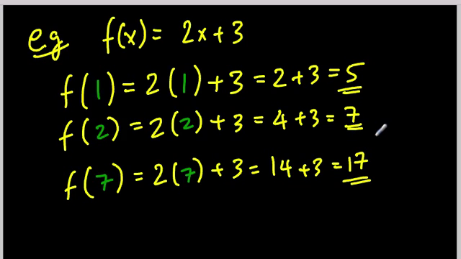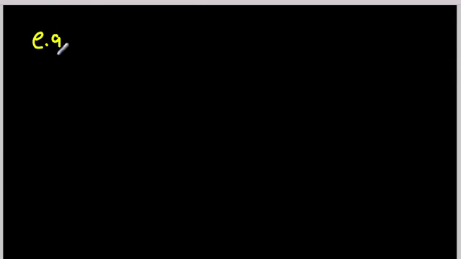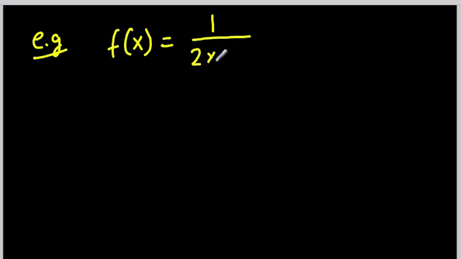Let's do another example with a different function. You've probably never seen this function before, but that's okay. You already know the way to find the outputs if I give you an input. So here, f of x is equal to 1 over 2x plus 3. So it's 1 divided by 2x plus 3.